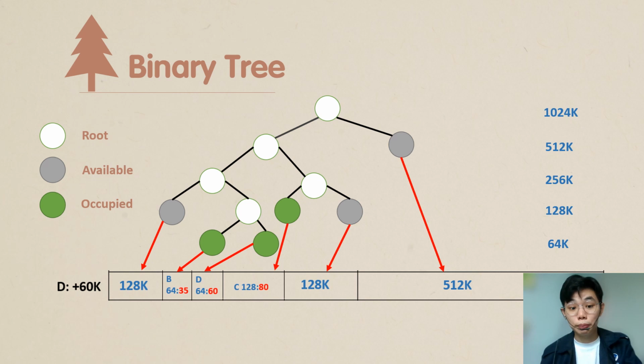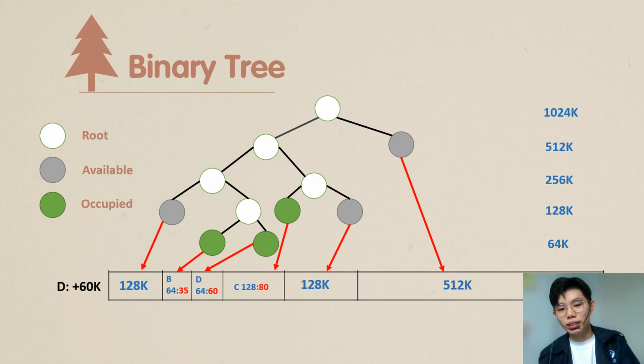B is the previous buddy system process with the 35K, and D is the process that now wants to allocate the 60K. So 64K is enough to cater for both processes. There is no need to use up to 128K, which would be a wastage of memory.